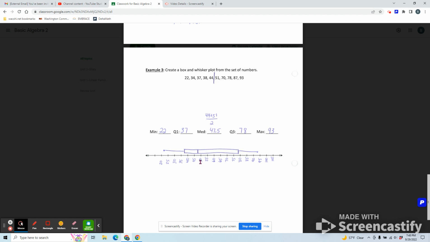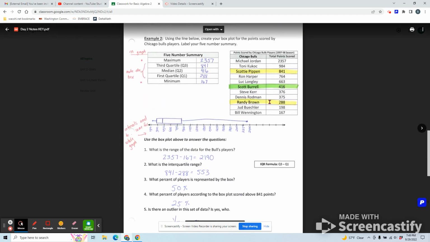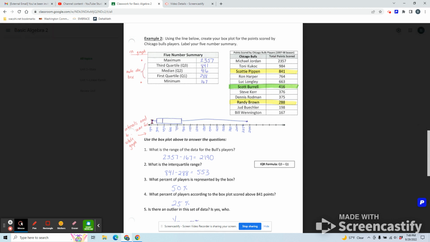So the best time to use the box and whisker plot is when you have outliers. Right? The best example is right here. I have Michael Jordan scoring all these points. He is a huge outlier. So the best way to represent this information visually is with a box and whisker plot.